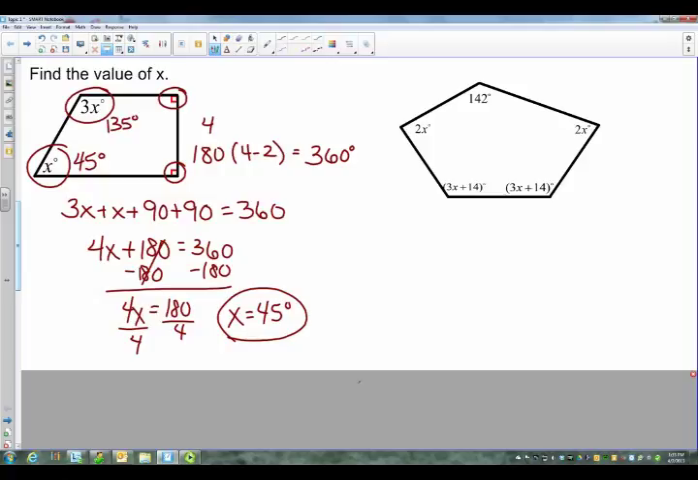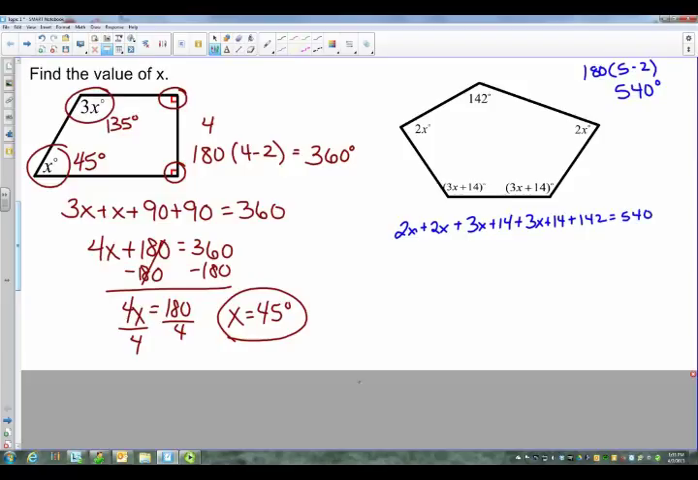Okay, so this is a pentagon. Pentagons have 5 sides. So you take 180 times (5 minus 2), or 180 times 3, which is 540 degrees. So all of my angles here have to add up to 540 degrees. So I've got 2x plus 2x plus 3x plus 14 plus 3x plus 14 plus 142 has to equal 540.